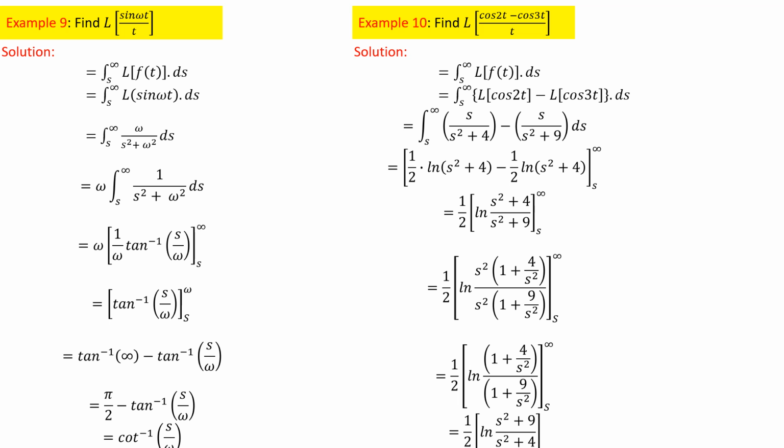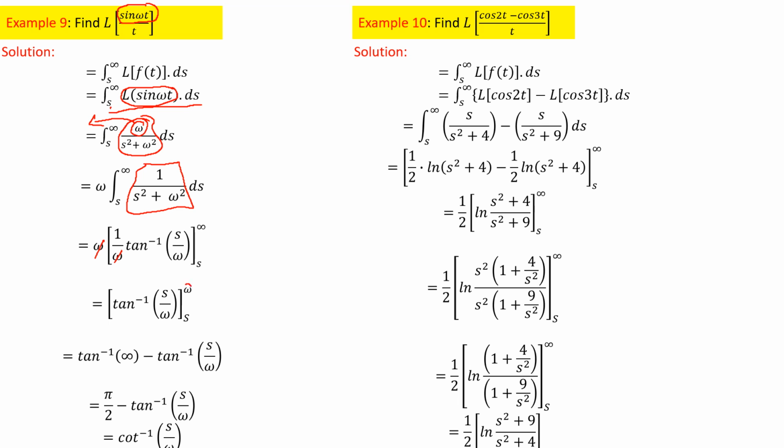Question number 9, sin omega t divided by t. So by seeing the problem, we come to know that f of t equal to sin omega t. By substituting this in the formula, we have integral s to infinity L of sin omega t into ds. So L of sin omega t, I can write omega by s power 2 plus omega squared. Then take this omega outside, we have 1 by s power 2 plus omega squared. By integrating this with respect to s, this is going to be 1 over omega tan inverse of s over omega. Then cancel omega and omega, we have left with tan inverse of s by omega.